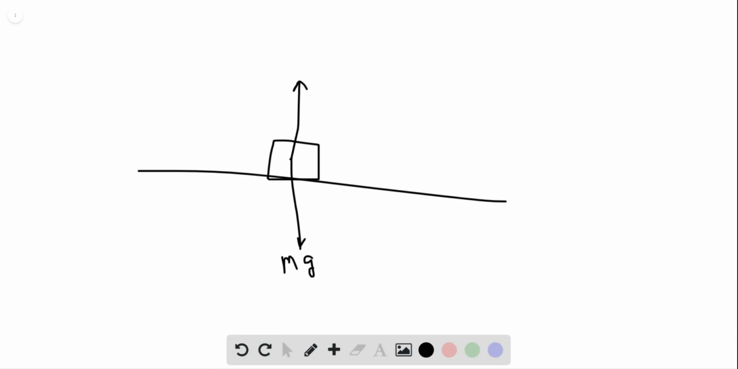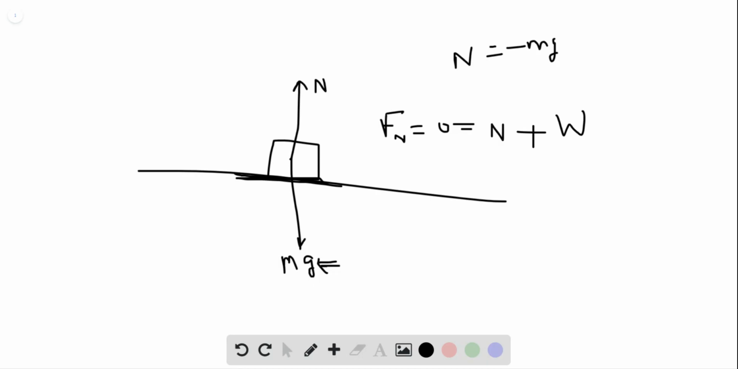There is another force, which is the support force or normal force exerted by the surface of the Earth, which is exactly equal to this force mg but in the opposite direction, due to which the net force is equal to 0. So it happens because N is equal to negative mg. If we add these two forces, N and the weight of the object, it will be 0. So the net force must be 0 in this case.